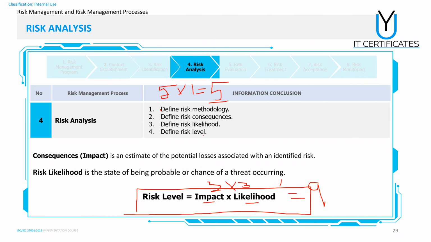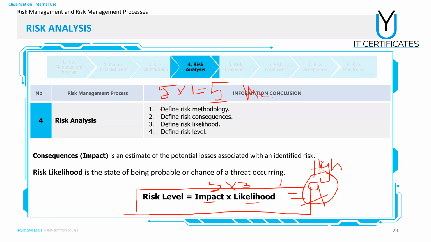Which one is more dangerous for the organization, risk level 5 or risk level 9? What do you think? 9, of course. Risk level 9 will be more dangerous. This one will be high or critical, and this one can be medium.